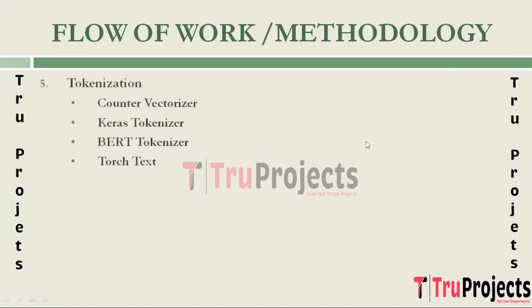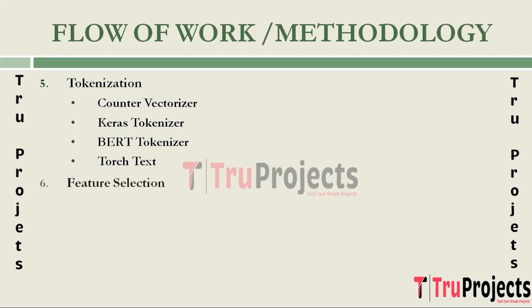The next module is tokenization. The process of breaking down text into smaller units or tokens is performed using various techniques. The techniques are count vectorizer, which converts text into bag of words representation. Coming to Keras tokenizer, it tokenizes text using Keras, a popular deep learning library. Coming to BERT tokenizer, it utilizes BERT, which is bidirectional encoder representations from transformers, for contextualized tokenization. Coming to Torch text, it is a library for processing natural language data, often used in combination with PyTorch.